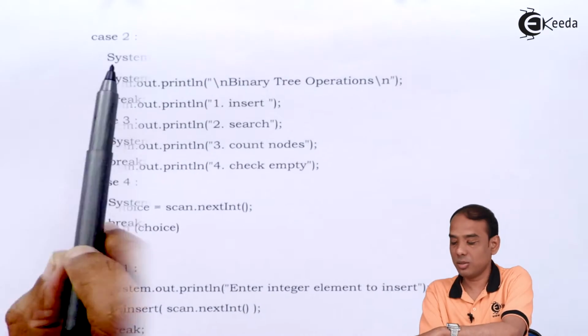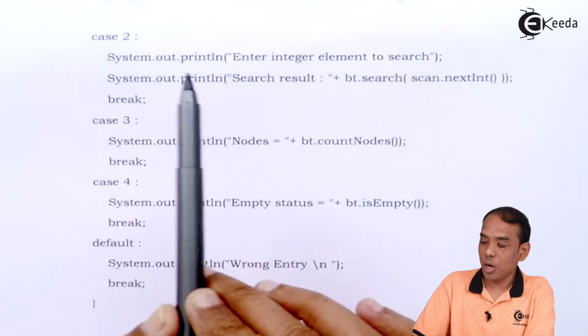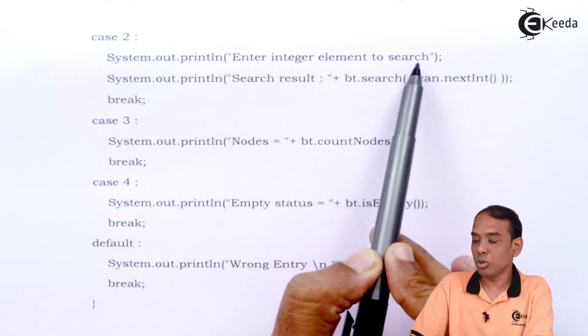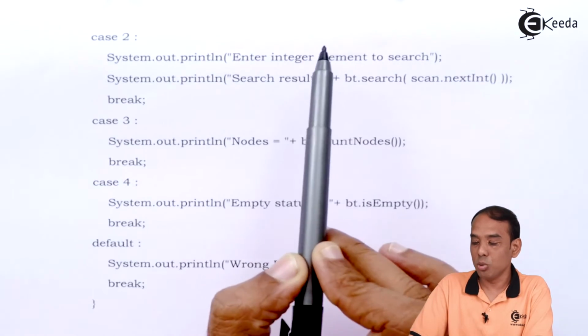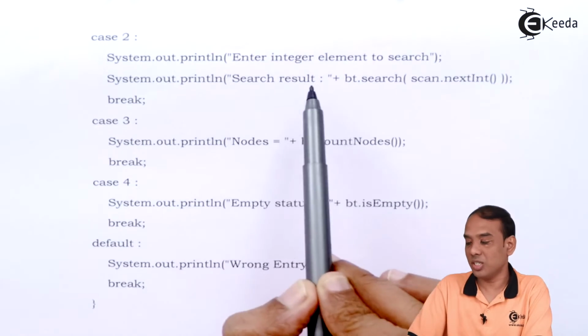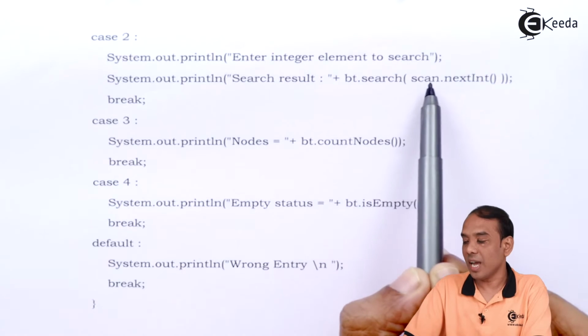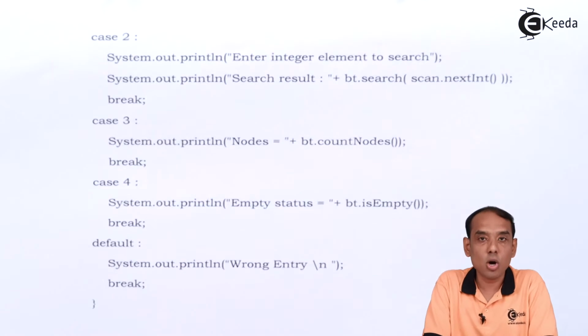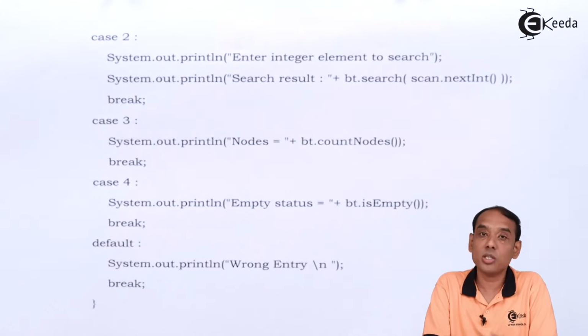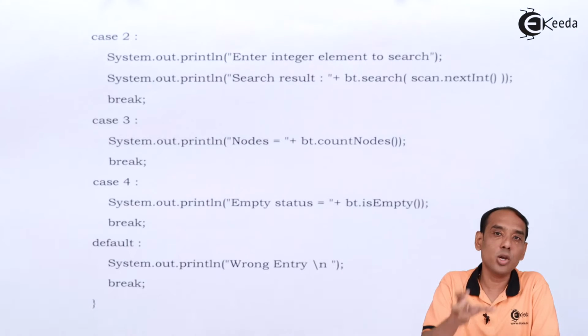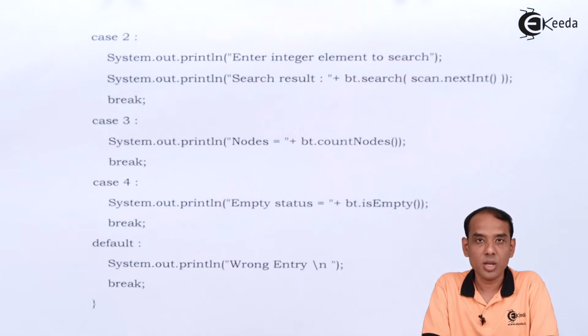your search case. In case number 2, we write down "enter integer element to search." Once this is taken from the user, we are going to write down the search result as bt.search(scan.nextInt()). That is, we are going to call the function called search, which I have already predefined before this lecture, in which we have written clearly how to search the value in a given tree. Hence we write down bt.search.